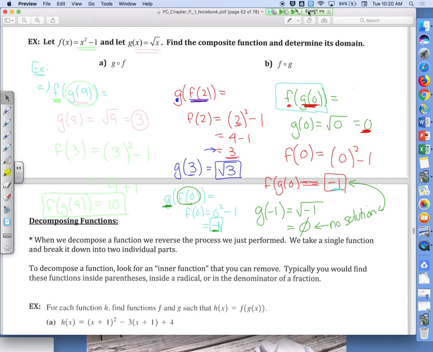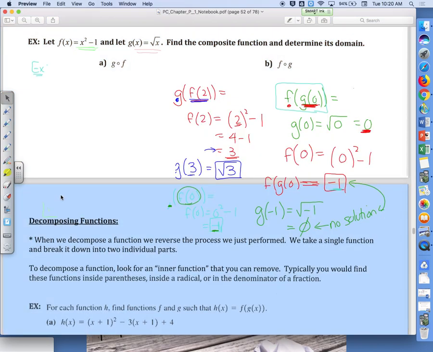And then a couple of these, it looks like number 11, 12, 13, and 14. They write the notation for this f of g of x. So the same problems that we just did, so this g of f of 2.